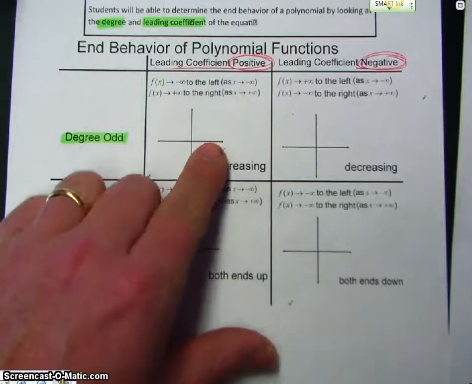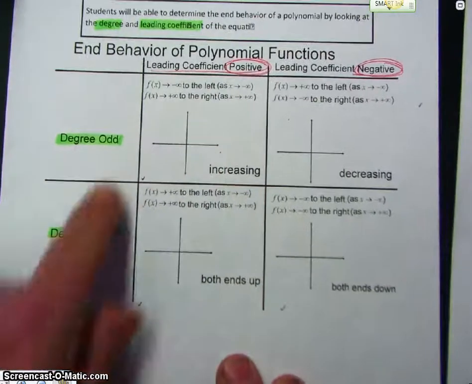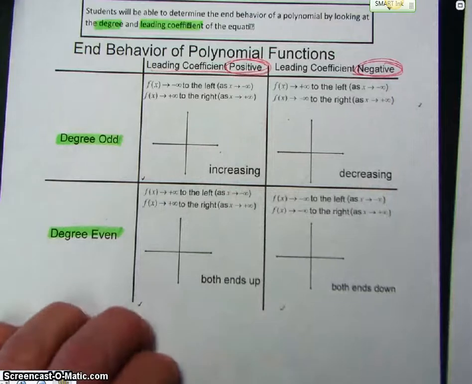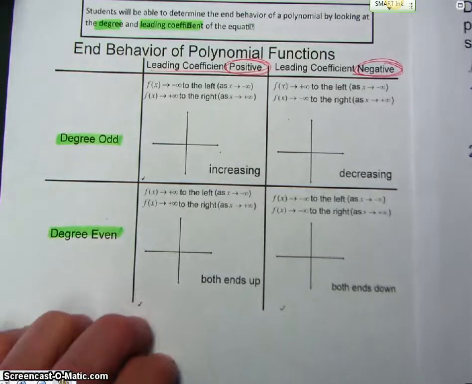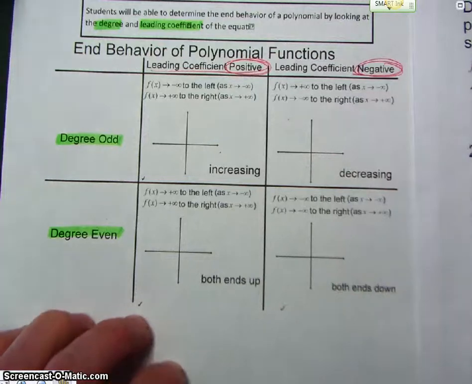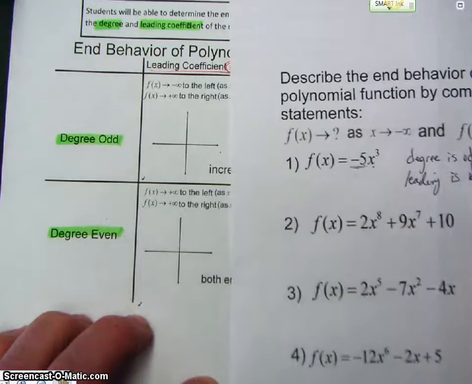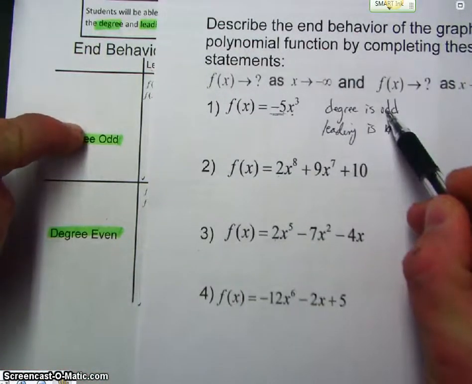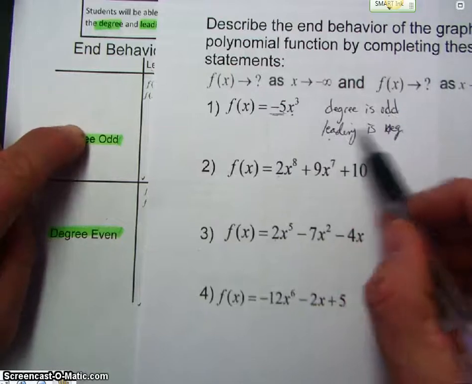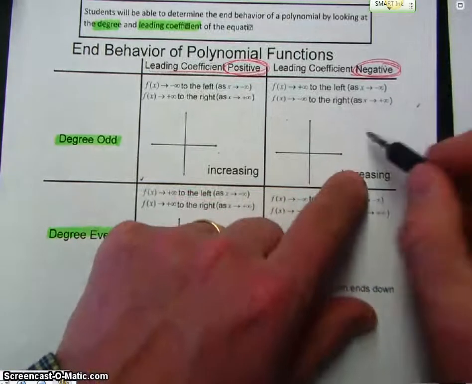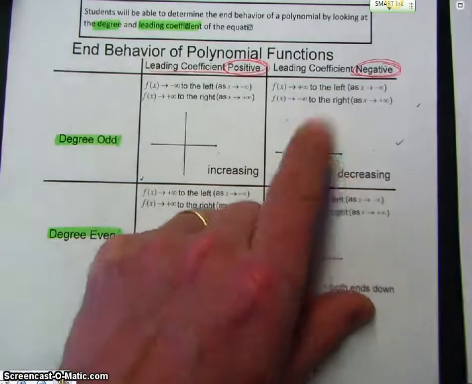Now using the chart, you want to copy this chart down. So I will pause this video, copy down this chart, and then hit play and follow along. So the degree is odd, so we're in this row. The leading coefficient is negative, we're here, so that means we are talking about this part.